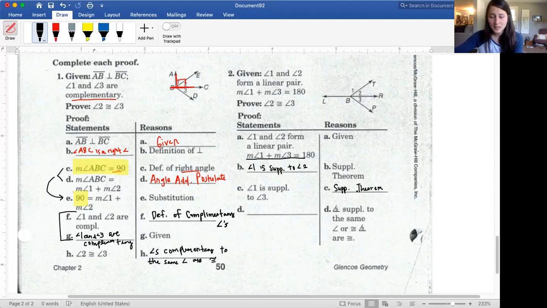Okay, then because these two angles, angle 2 and angle 3, are supplementary to the same angle, see how they're both supplementary to angle 1, I can conclude that angle 2 is congruent to angle 3. And we have just proven the congruent supplement theorem by saying angles supplementary to the same angle are congruent. So that was very similar to this proof here, but because some more straightforward information was given to us, it didn't take us as long to finish.